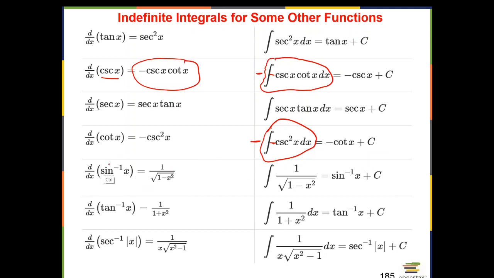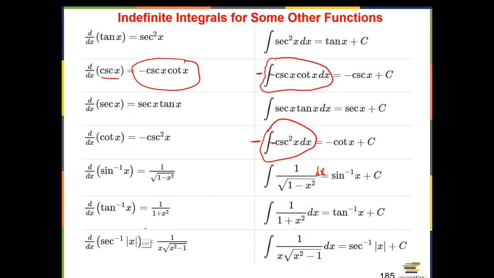Now we know the derivative of sine inverse is 1 over square root of 1 minus x squared. So the antiderivative of 1 over square root of 1 minus x squared, and the dx is missing here, and I'll put it there, is sine inverse x plus c, right? And the same is true for tangent inverse. We know the derivative of tangent inverse is 1 over 1 plus x squared. So the antiderivative of 1 over 1 plus x squared is tangent inverse plus c.